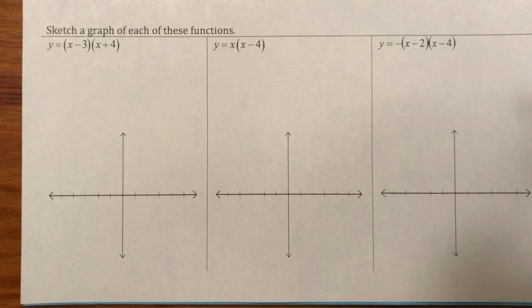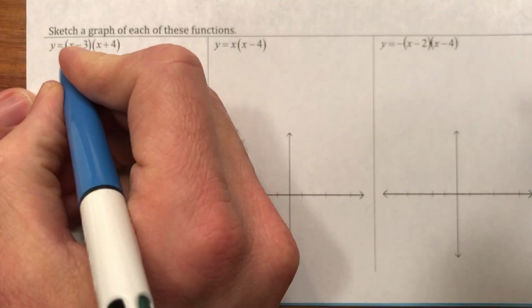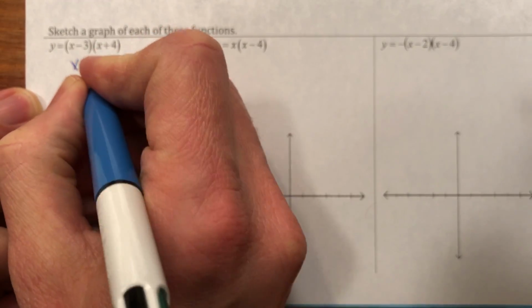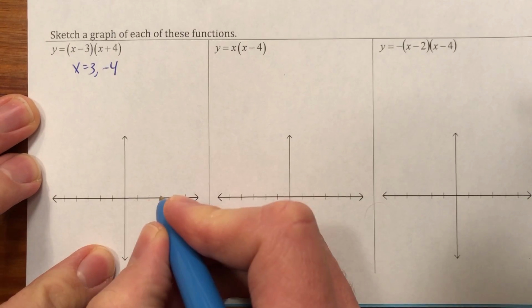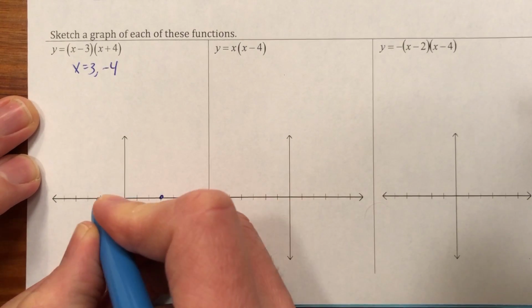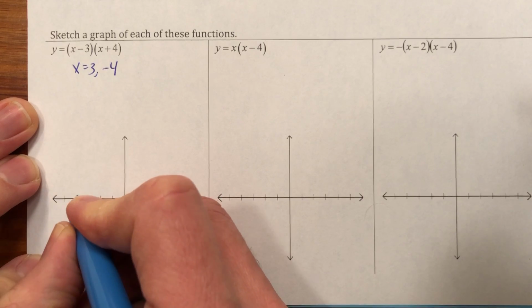So when this thing says to sketch a graph of each of these functions, it is truly a rough sketch, and everything you see here on this page is going to be in factored form. So we're just going to start with slightly obvious things like x equals 3 and x equals -4. And so we'll put a dot at x equals +3, x equals -4.